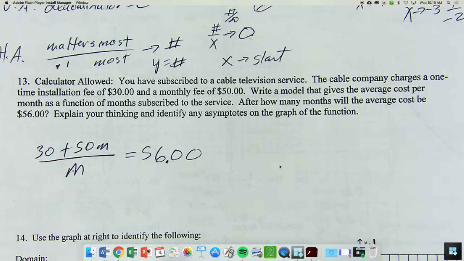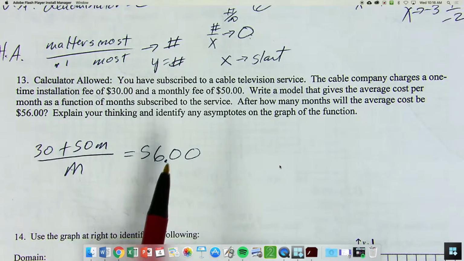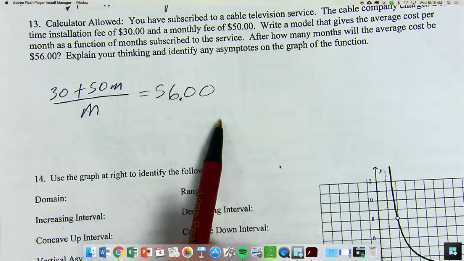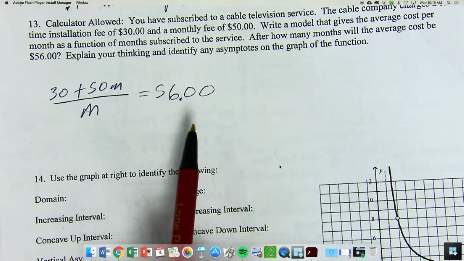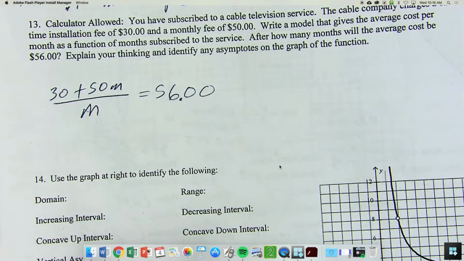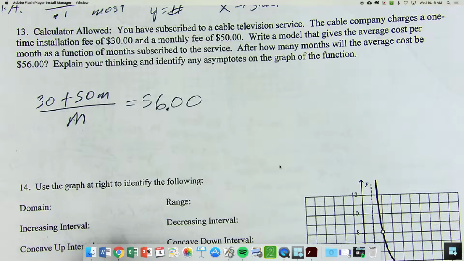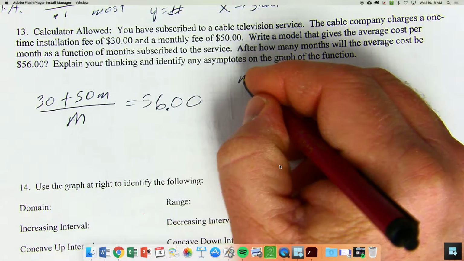Okay, so there's the expression. That's the equation that we're going to solve. The question is, when does that equal 56? So, a couple things we can do here. Identify any asymptotes. There is an asymptote at m equals 0.